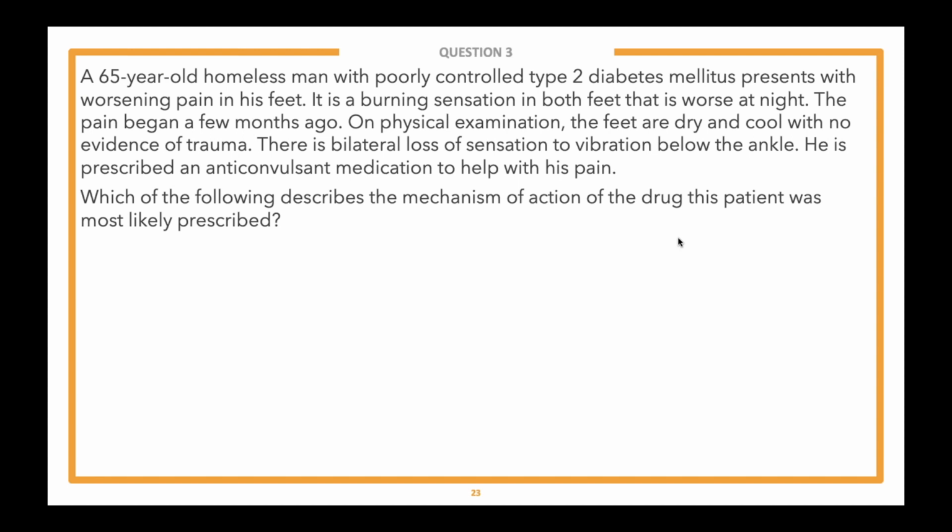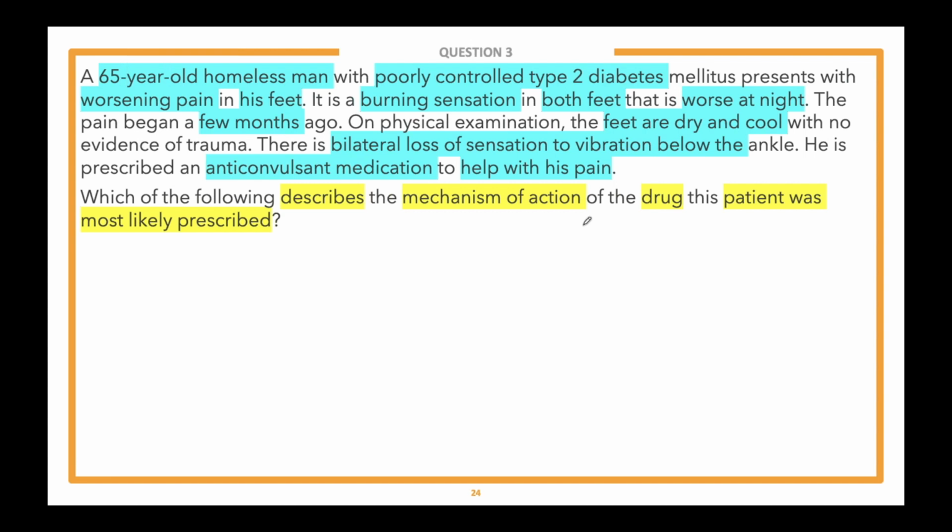Boris. Thank you, Sean. So once again, we are going to show you what we think are the important clues in this vignette and the lead-in. We're starting with a 65-year-old man, but this is a homeless man, so right off the bat, we're told some important social history. He also has poorly controlled type 2 diabetes and pain in his feet. They tell us a little bit more about his signs and symptoms, and the duration. Then again, some important physical exam information, which is always important in neurology. They then talk about prescription of an anticonvulsant that can help with this pain.